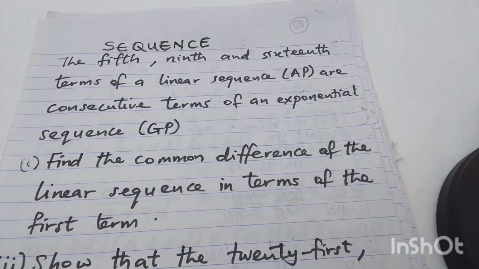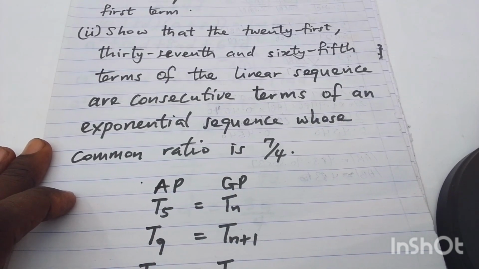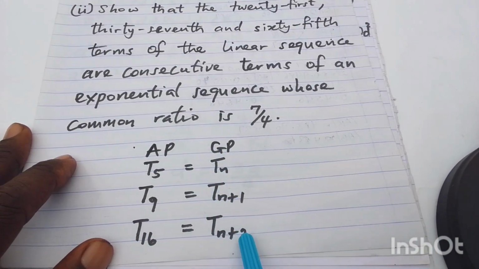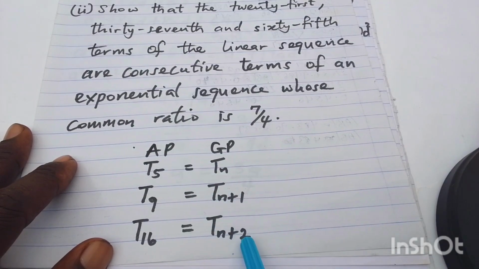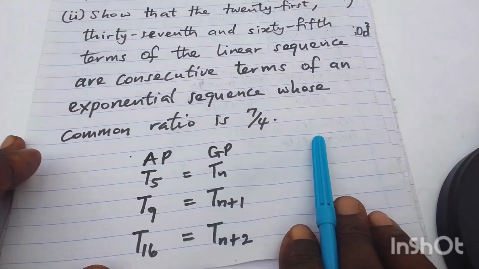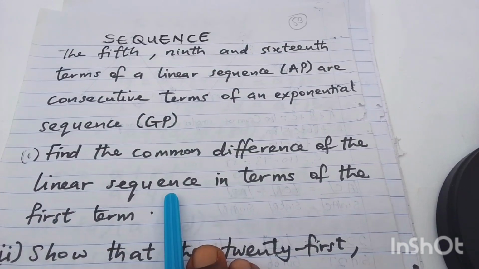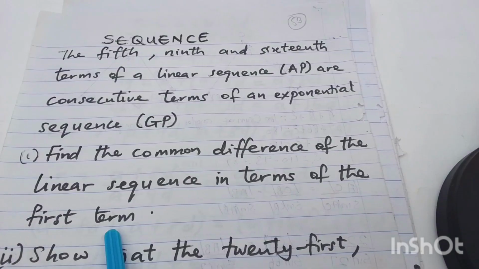So it means that the fifth term, the ninth term and the 16th term of the AP are equal to three consecutive terms of a GP. So if this one is the nth term, then this one is n plus 1, this is n plus 2 of a GP. They now say: 1a, find the common difference of the linear sequence in terms of the first term.